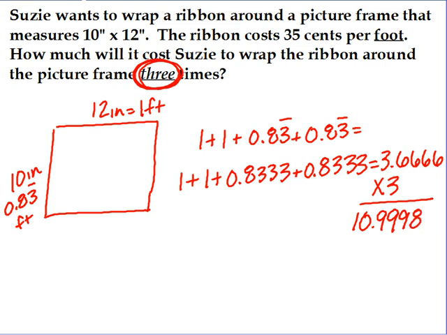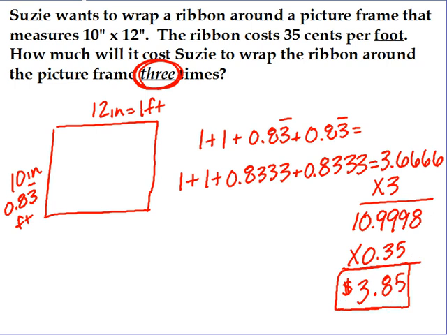And now I'm just going to multiply this by 35 cents. Now, we are going to round to 2 decimal places here, only because it's money. So it's going to be $3.85. So we're not going to make it $3.90 because we certainly don't want to round up and pay more. So just leave it as $3.85 as your total there.